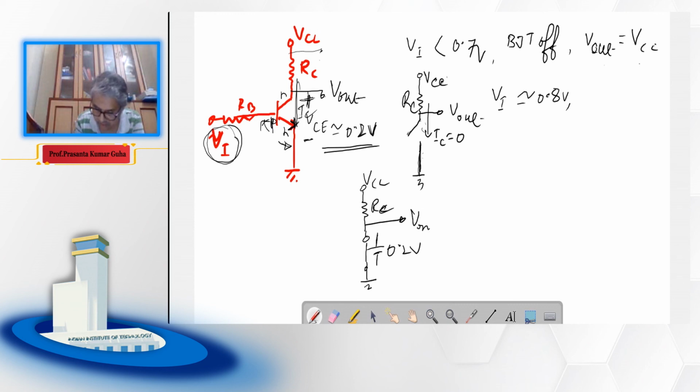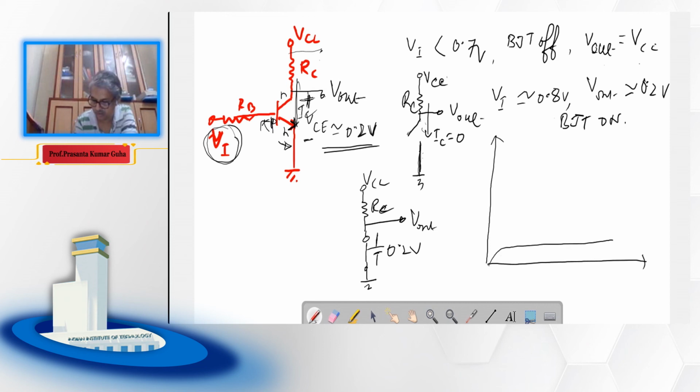So if I measure V out, V out will be very small, close to 0.2 volt. Here the BJT is on, or the switch is on. So you see the BJT in this configuration acting as a switch.